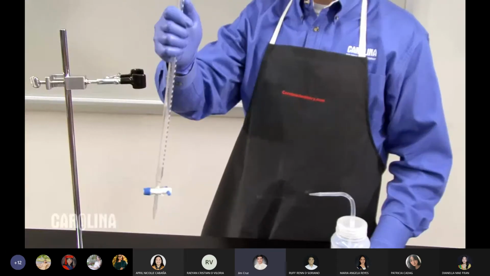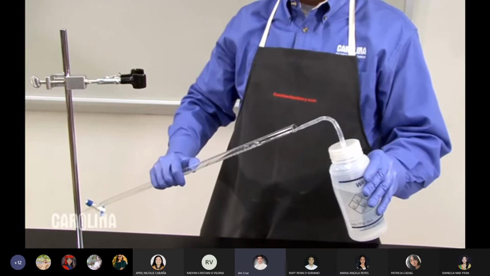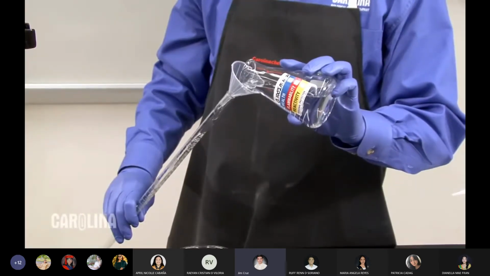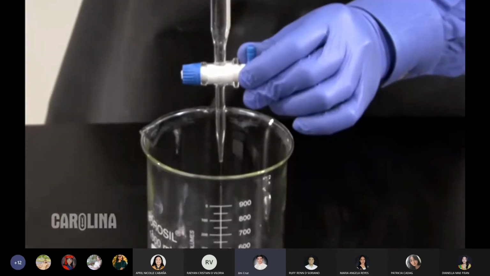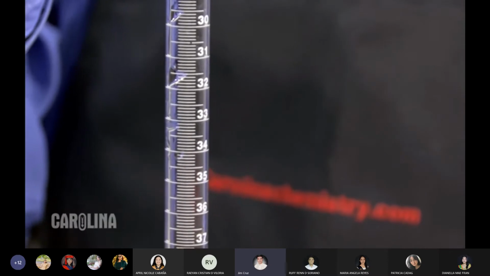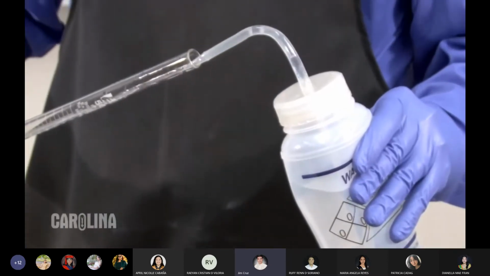To prepare your burette for the titration, it is good laboratory practice to rinse your burette thoroughly with deionized water, then with a small amount of titrant. After each rinse, open the stopcock to allow the liquid to drain out the bottom. If there is a lot of liquid clinging to the walls of the burette, then thoroughly clean your burette and repeat the rinse process.